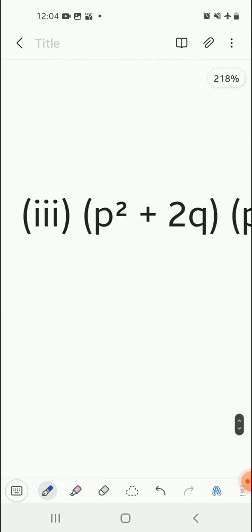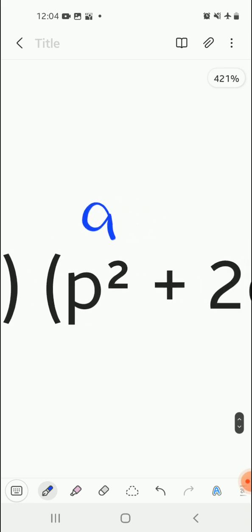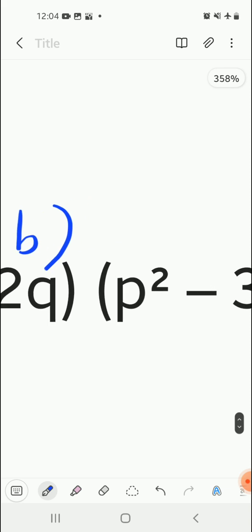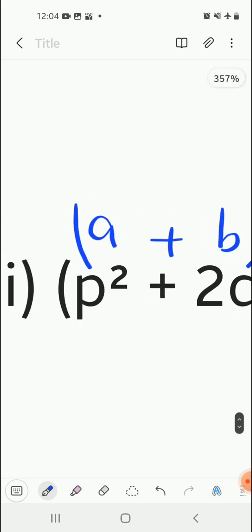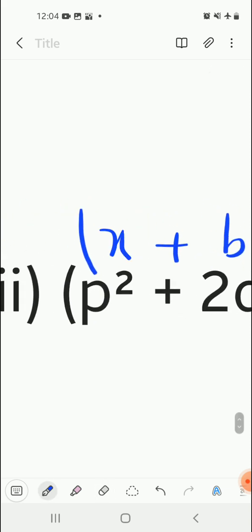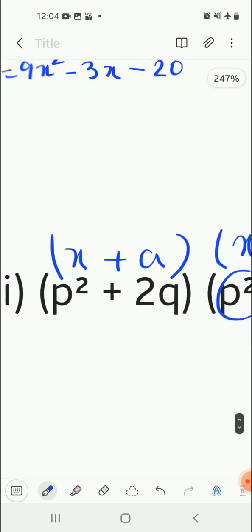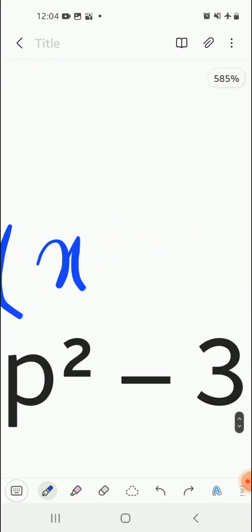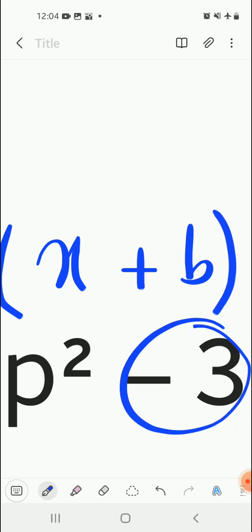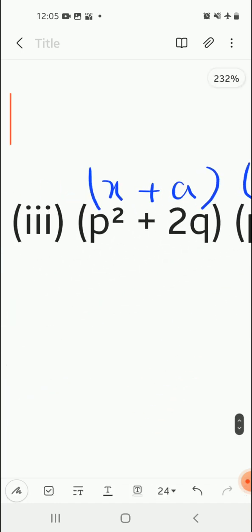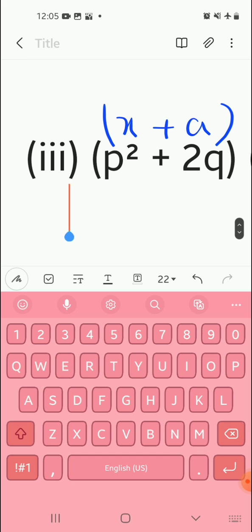Next, again same, over here a is p square and b is 2q, and here we could write x. So this is x and this is a. We're using the x plus a identity. And here x is p square as it is, see, both are the same, that is p square, and this will be plus b. Over here plus b will be replaced with minus 3q, that is the value of b is minus 3q. We are going to again paste the identity over here, the identity given in the question.